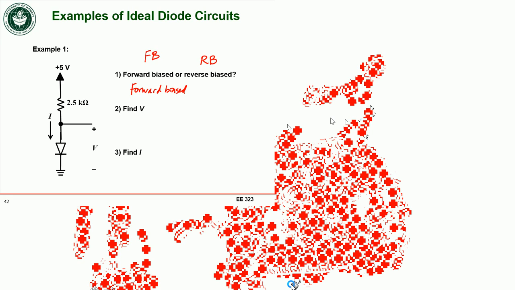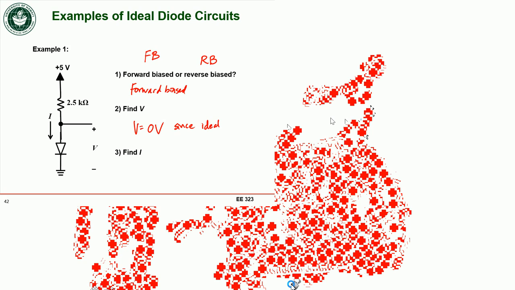Okay, so if it's forward bias, then what is the voltage V going to be? It's going to be 0. So V is the voltage across a diode, and we're saying this is an ideal diode, so under forward bias there's no voltage across it. Okay, so that voltage is 0 volts, and now we can solve for the current.